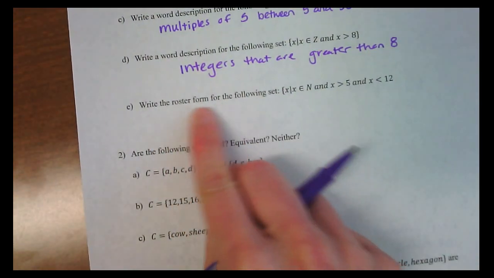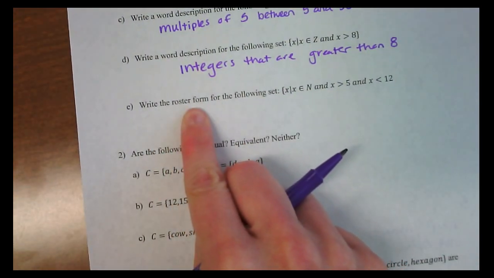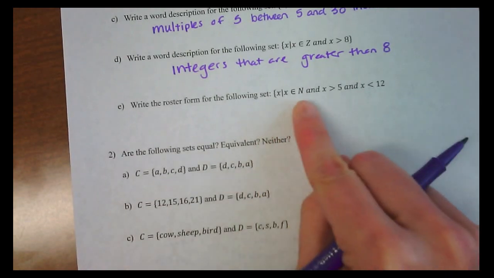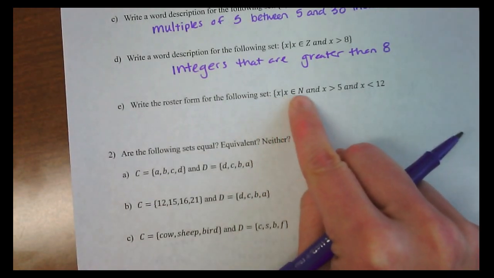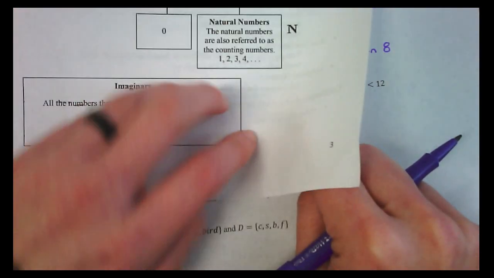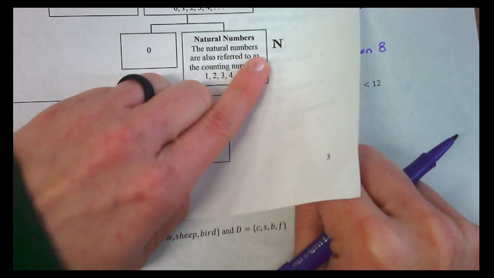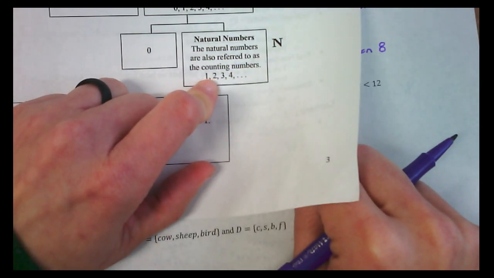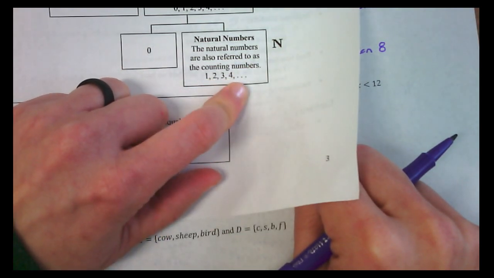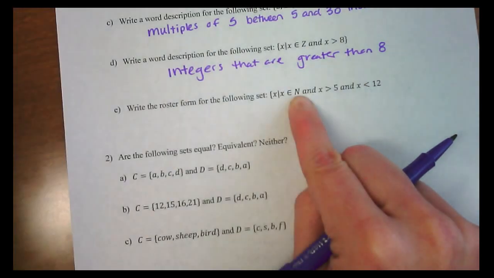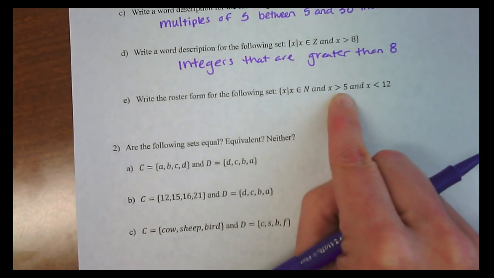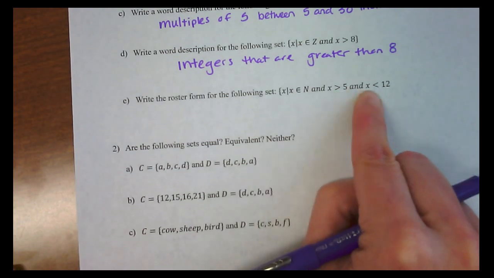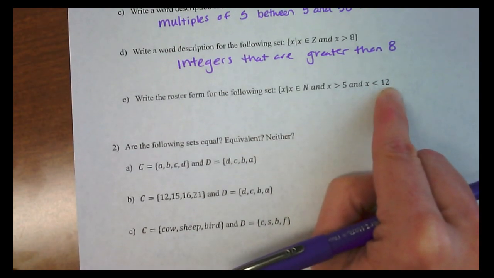Write the roster form. So roster means make a list for the following set. x such that x is an element of N. So we look at our list and see what N means. N is natural numbers. These are our counting numbers. We start at 1 and we count. So no decimals, no fractions. Okay. x is greater than 5 and less than 12.